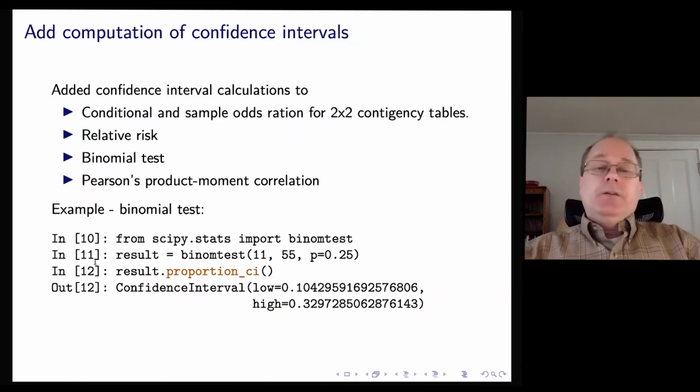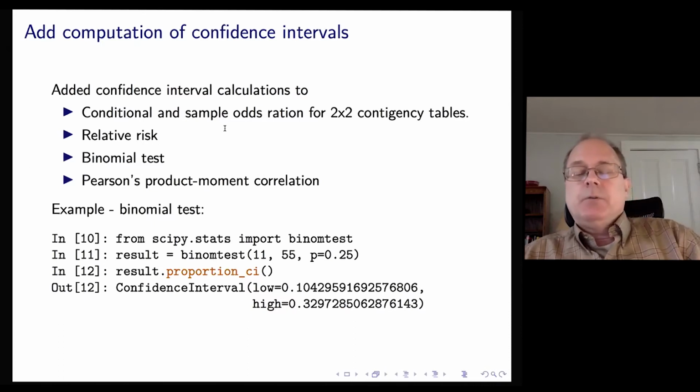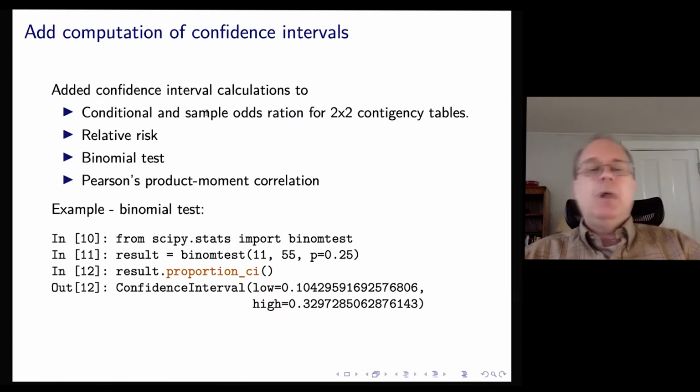Another one we're working on is adding confidence intervals to a lot of the statistics that are available in stats. Effectively, it's an alternative to p-values, a similar view but an alternative. And currently, we have about 4 or 5 tests that we've added the confidence intervals to.